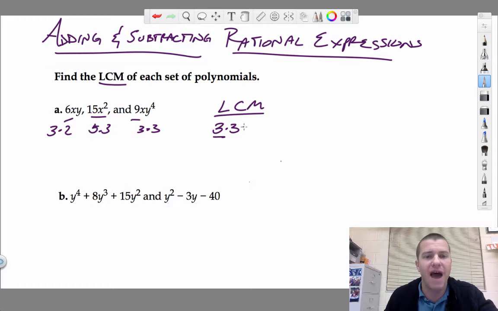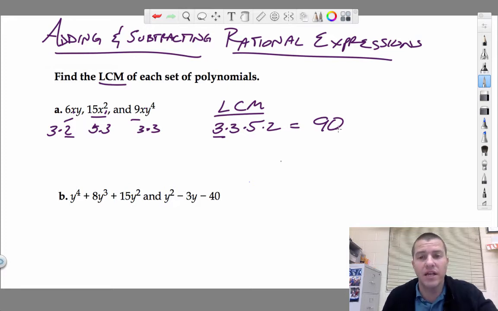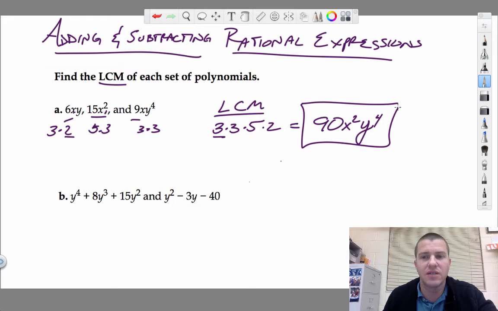I'm also going to need this 5 in there. And this one has the 3. I already have that there, but I need to include that 2. So the least common multiple is going to be 3 times 3 times 5 times 2, which is going to become 90. And then I'm looking at the x's. So if I have x, x squared, and x, the highest exponent is x squared, so I have to include that in my least common multiple, and the y is going to be y to the 4th. So this is going to be the least common multiple of those 3 monomials.